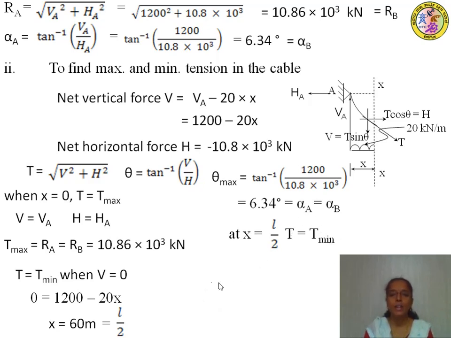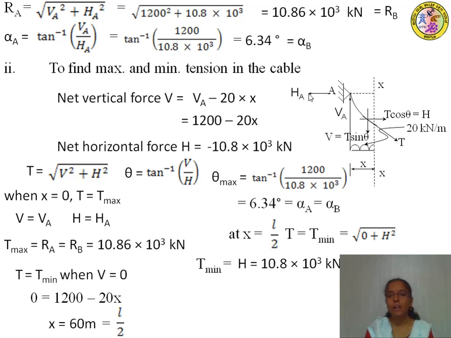Okay, so to find T minimum, we are going to apply net vertical force is 0. So root of 0 plus H square, that is nothing but H, which is equal to 10.8 into 10 power 3 kilonewton. Okay, so maximum is 10.86 into 10 power 3 and minimum is 10.8 into 10 power 3. So now to find the angle made, where exactly it is acting, it is exactly acting at the midspan.